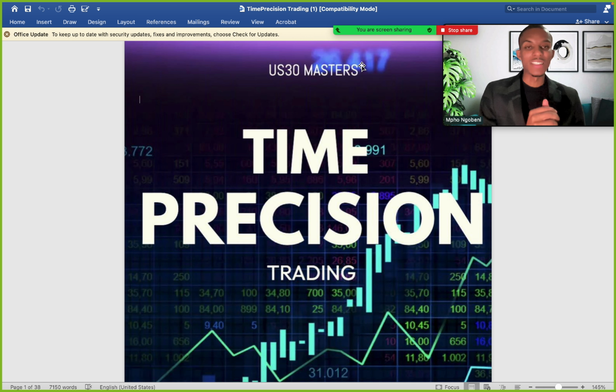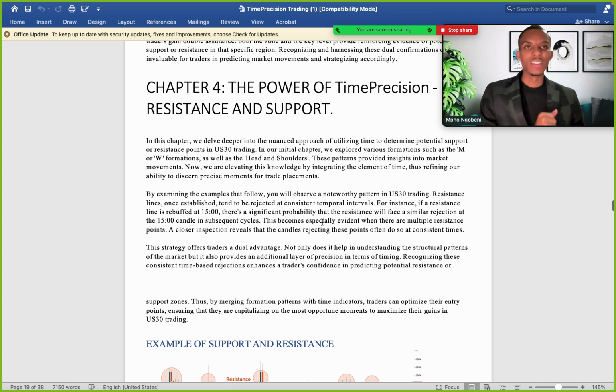So now we'll be looking at chapter 4, which deals with support and resistance based on time precision trading. As you see, chapter 4, the power of time precision, resistance and support.